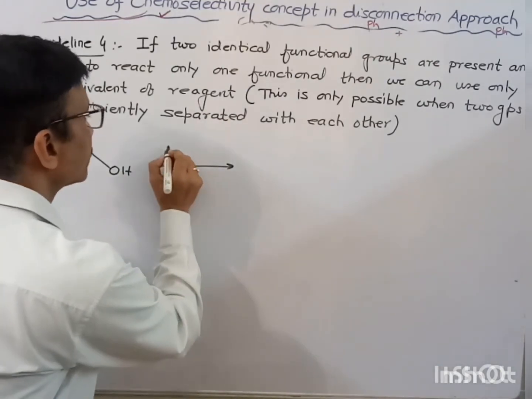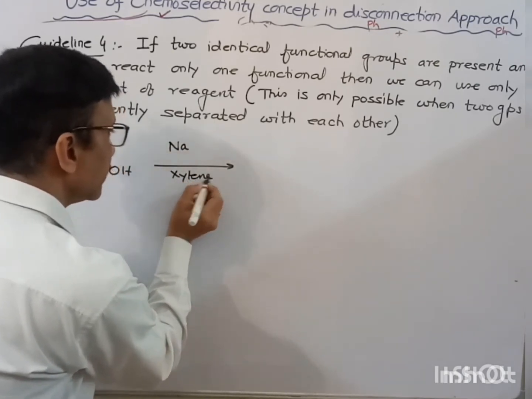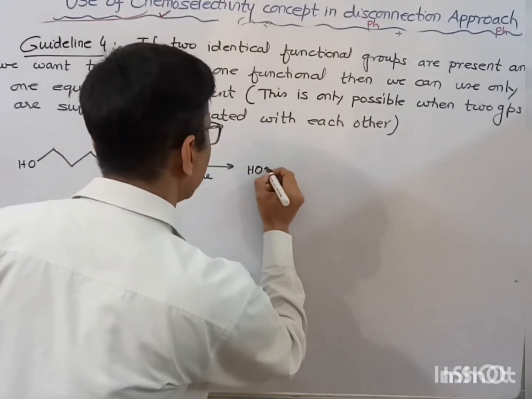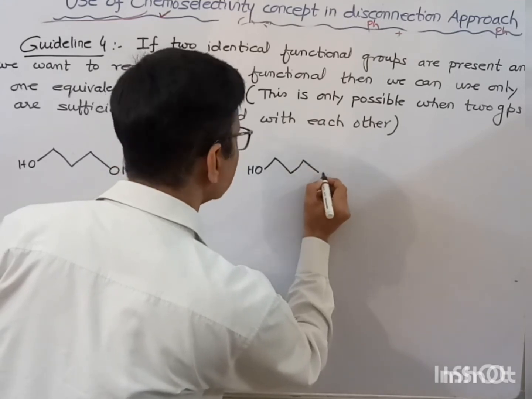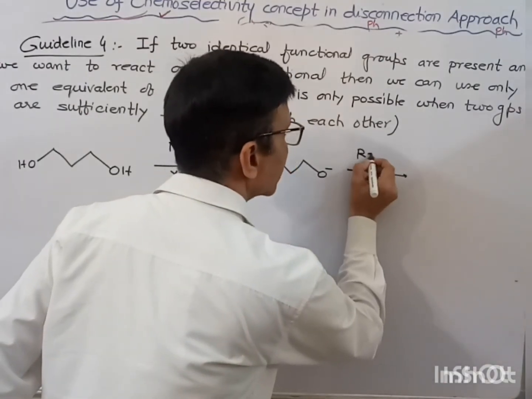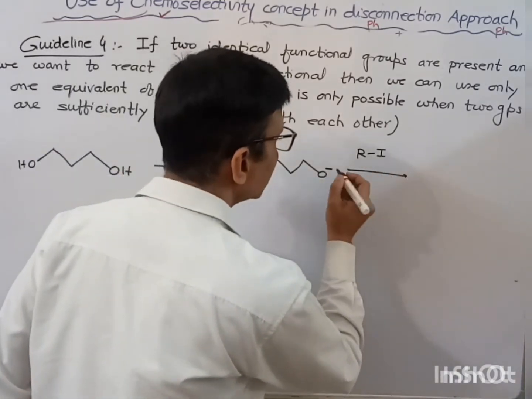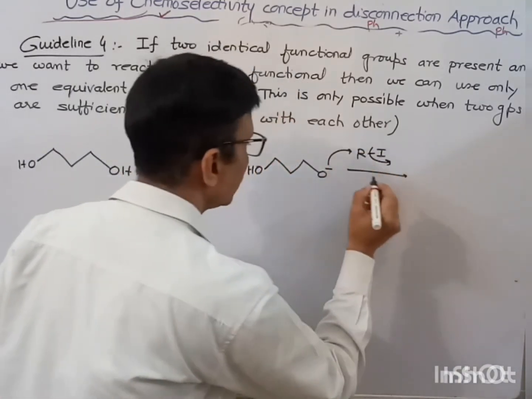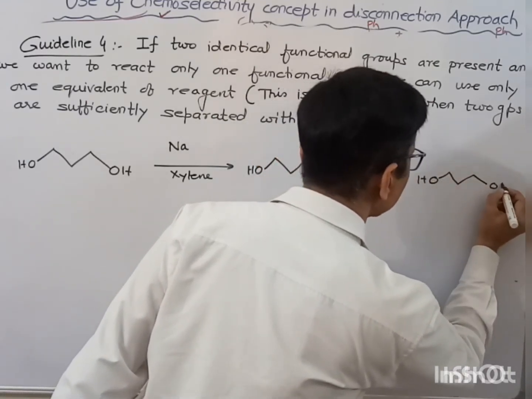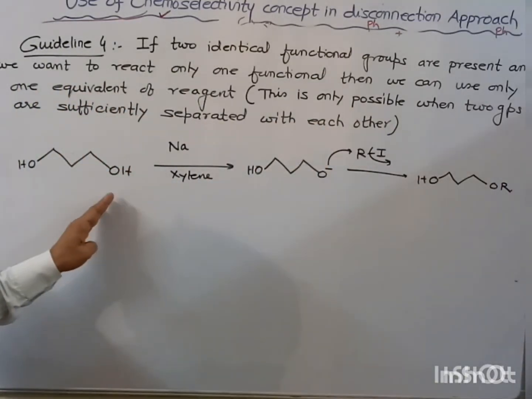Suppose we have sodium here acting as a base, in the presence of xylene. It will abstract one of these hydrogens, and we will get O minus. It will act as a nucleophile, and it can react with any alkyl chloride or alkyl iodide. One of the functional groups is converted into ether. So this is one of the guidelines.